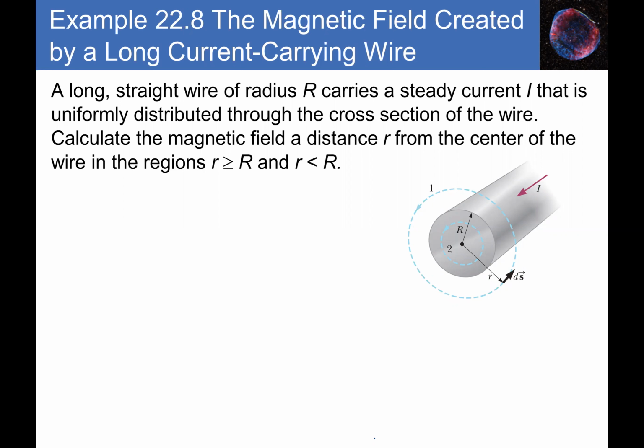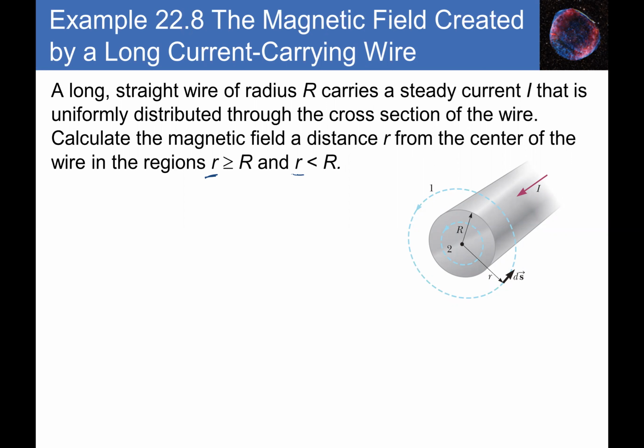So you have a long straight wire of radius r that carries a steady current I that is uniformly distributed through the cross section of the wire. That means there is no portion of the wire that has more current than the other. It's all uniformly distributed. You want to calculate the magnetic field at a distance r from the center of the wire, in a region where this distance r is less than or equal to the radius, or a distance r that is greater than the radius. That means inside and outside of the conductor.